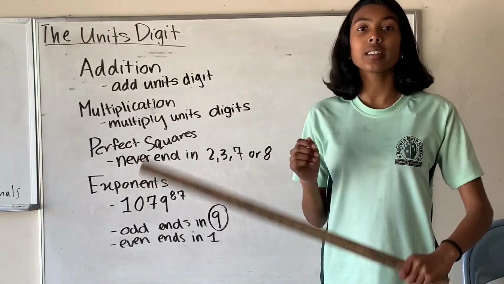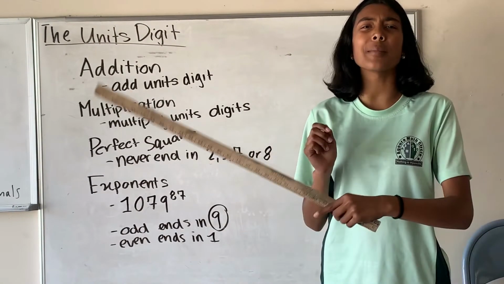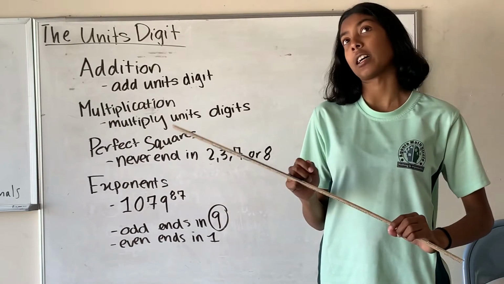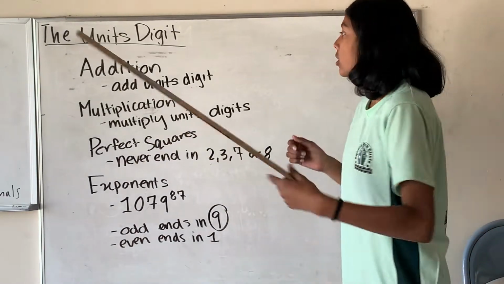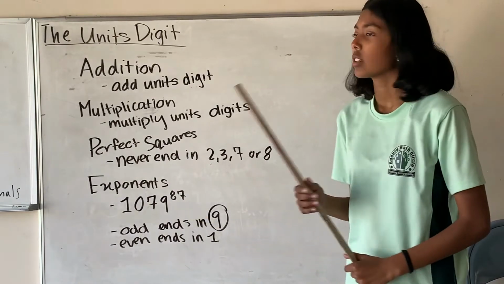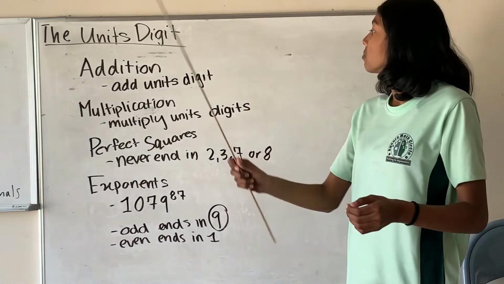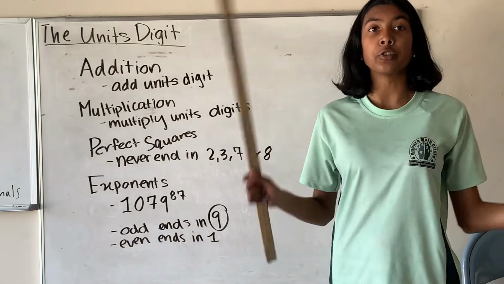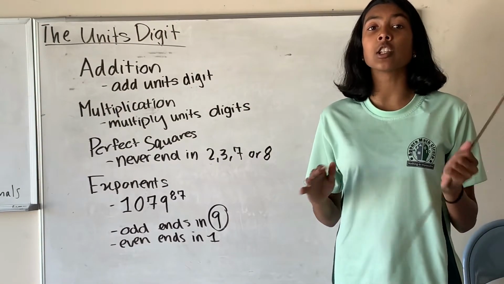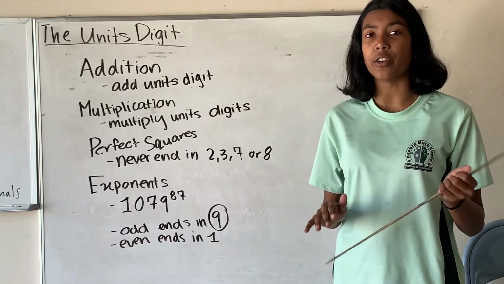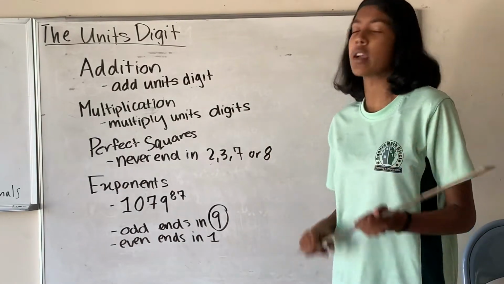Here are some quick tips that will help you in any kind of math competition, including MATHCOUNTS, AMC 8/10/12, or MATHCOUNTS. So if you're trying to find the units digit of the sum of 2 things, just add the units digit of those 2 things. If you're trying to find the units digit of a product of 2 things, just multiply the units digits of those 2 things. Perfect squares.